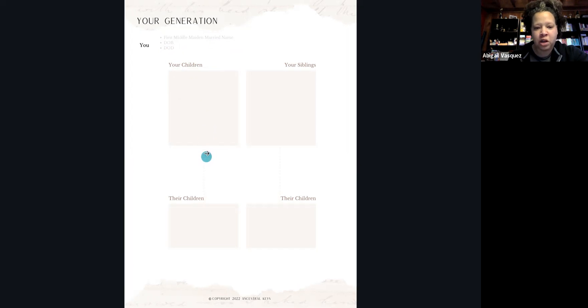So you have your children, and I have a little dot here that shows their children. Depending on where you're at in your life stages, your children may have children. Go ahead and write down their information and any relevant date of birth, date of death, if they're married, their maiden name, married name, anything that you find to be relevant.